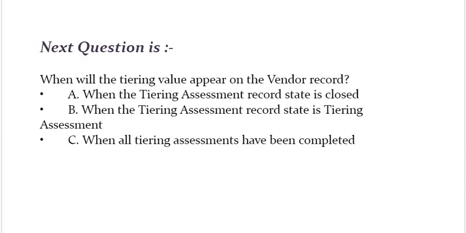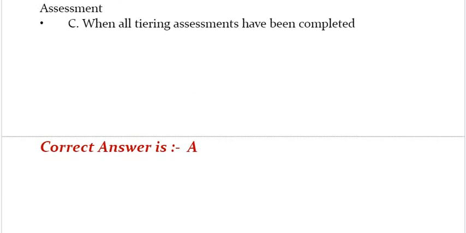Next question is, when will the tiering value appear on the vendor record? Option A, when the tiering assessment record state is closed. Option B, when the tiering assessment record state is tiering assessment. Option C, when all tiering assessments have been completed. Correct answer is option A.